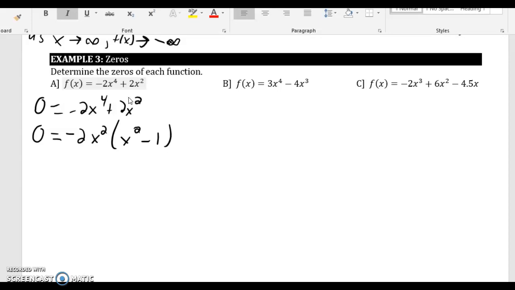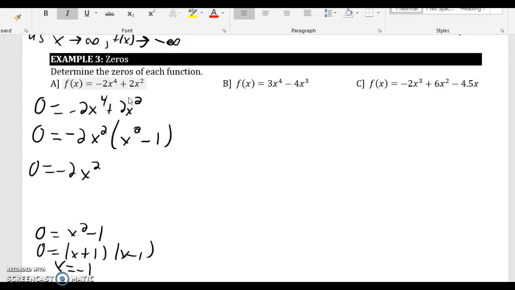Now we need to solve these. 0 equals negative 2x squared. 0 equals x squared minus 1. So this factors again. So it's x plus 1, x minus 1. So my zeros down here are negative 1 and positive 1.